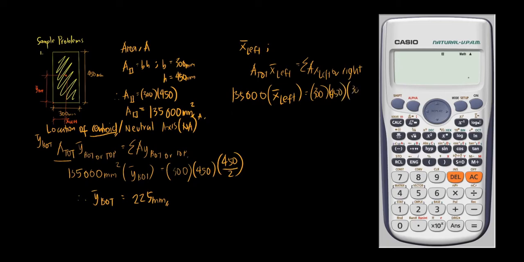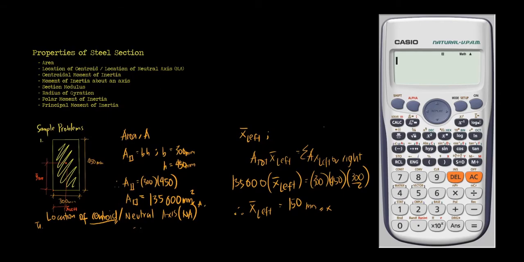135,000 x bar left is multiplied to 300 times 450 multiplied by 300 over 2. So x bar left is 150, or simply, our section is symmetrical, so therefore the centroid will be at the middle of the dimensions. Next, we just need to adjust this.